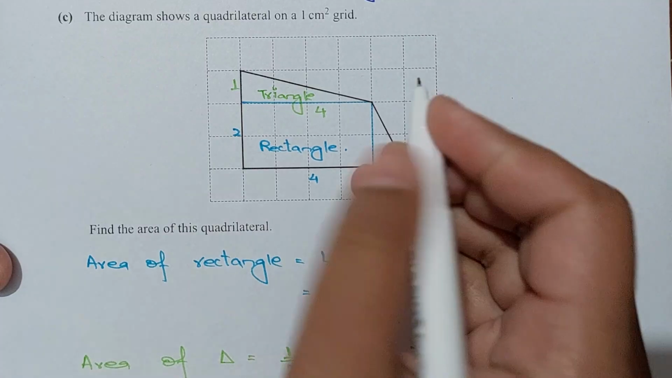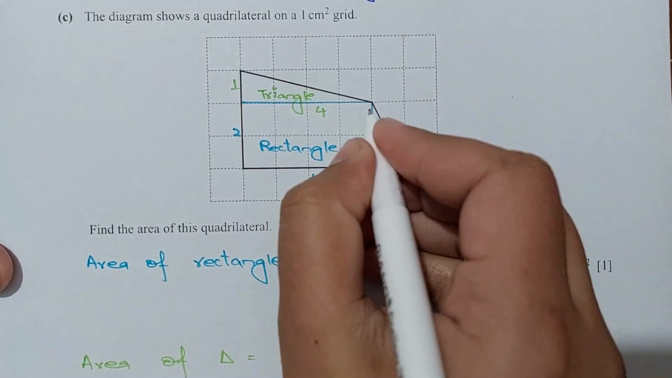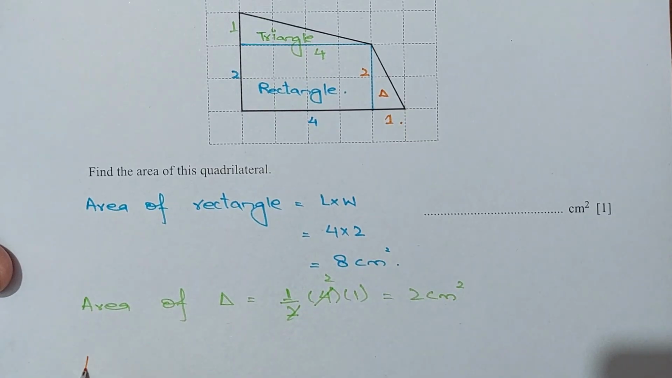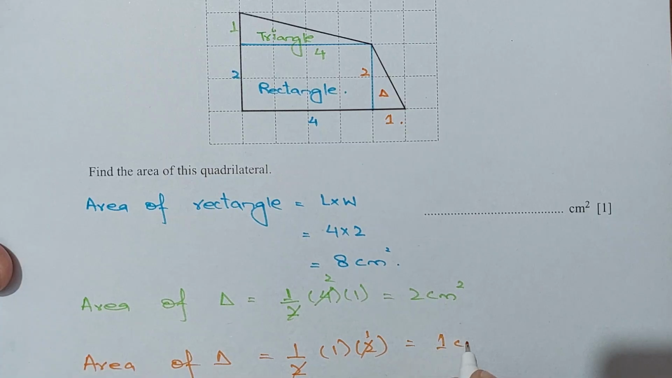And the next one, this is also a triangle, right? So this is 2 units and this is 1 unit. So the area of this triangle, area of triangle is again half. Base is 1 and the height is 2. So 2 is cancelled with 2. It's 1. 1 times 1 is just 1 centimeter square.